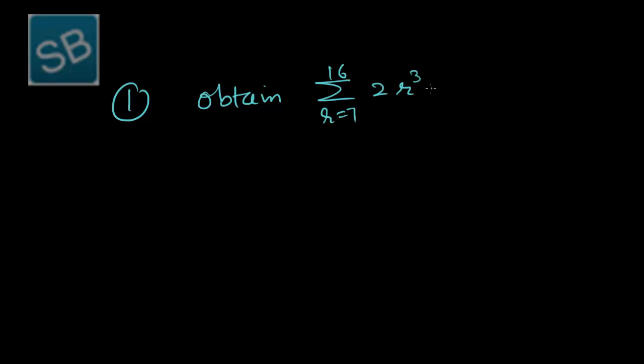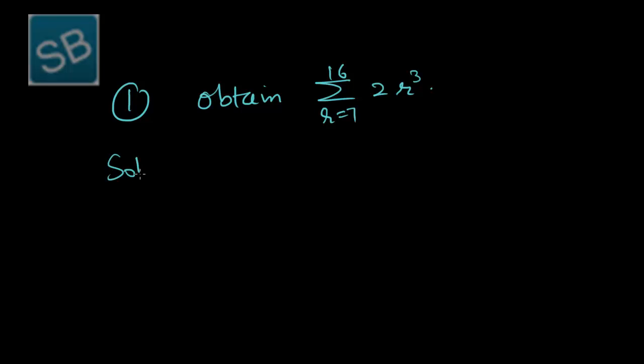Now we will do some problems which are based on some special series. So the problem 1 is: obtain the sum of 2r cubed, r from 7 to 16. Now it involves r from 7 to 16.